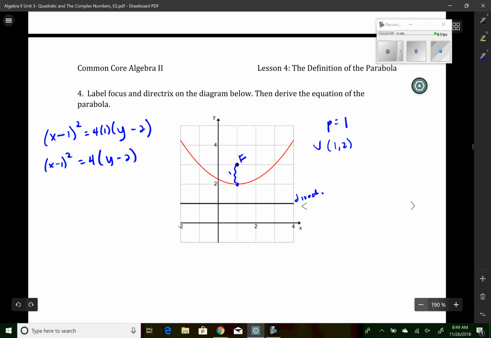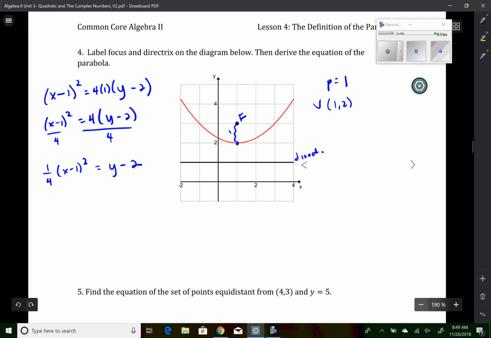And I know you want to distribute that 4, but we don't want to. It makes it easier to just divide it away. So I have 1/4 (x minus 1) squared is equal to y minus 2. Add 2 to both sides, and I get my y equals 1/4 (x minus 1) squared plus 2 equation. There's my equation. I don't have to do anything else.